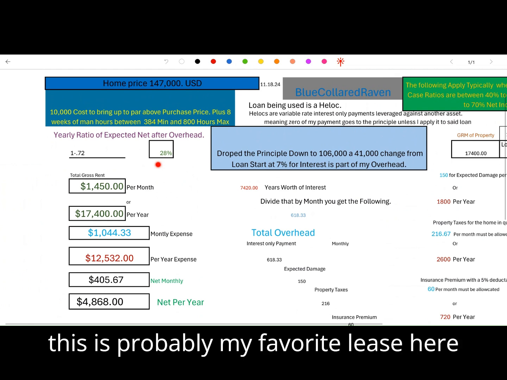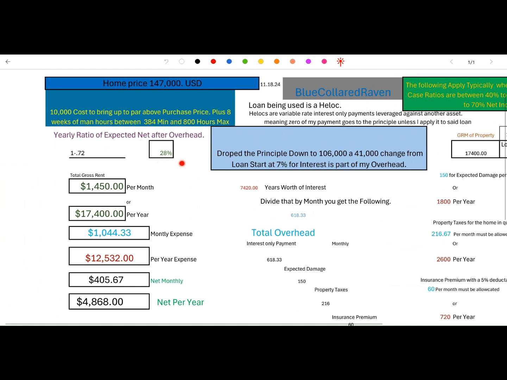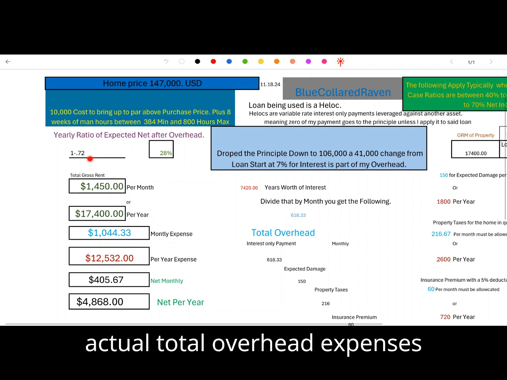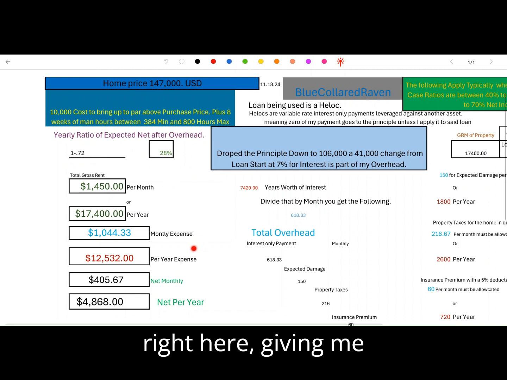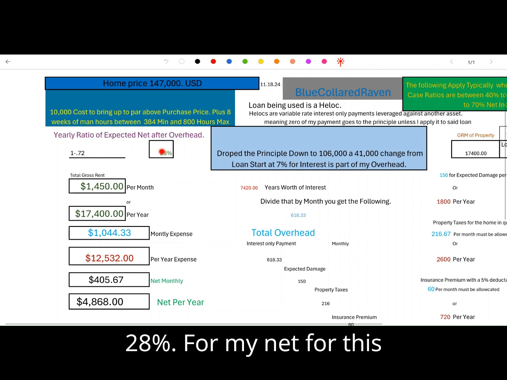So this is probably my favorite ratio right here. Gives you the 1 or 100% for the year minus actual total overhead expenses right here, giving me 28% for my net for this property.